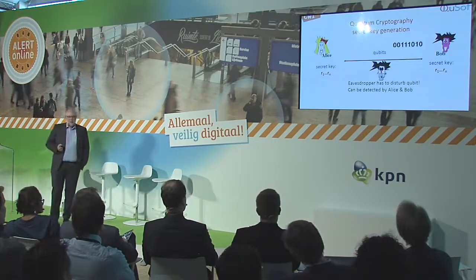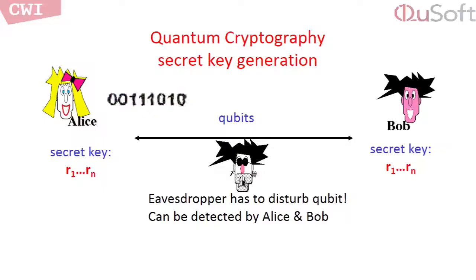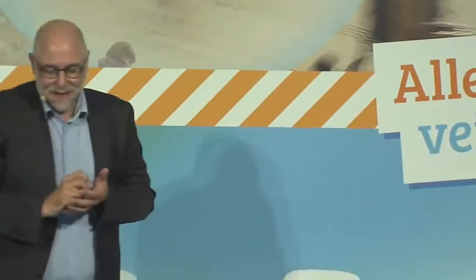And the idea of the scheme is that if you had an eavesdropper who would listen in on the conversation, then if he wanted to get some information about the qubits that are being funneled back and forth, actually they're only funneled forth, but nevertheless, if you had an eavesdropper who wanted to get some information out, this eavesdropper would have to destroy these states.